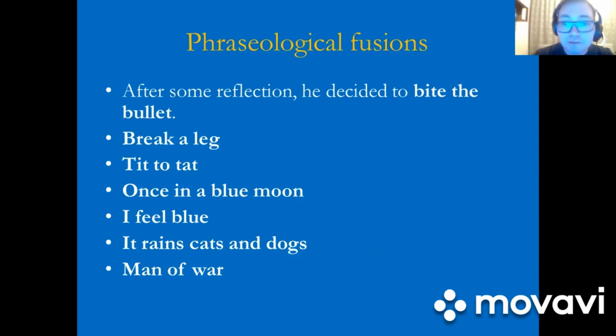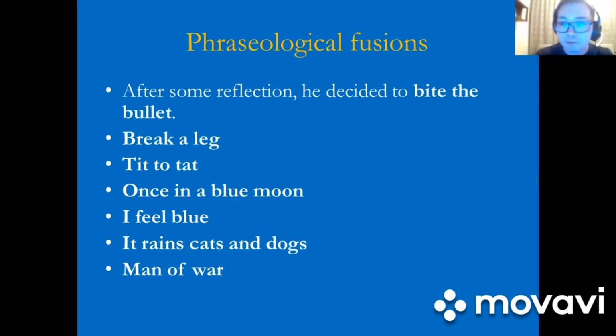After some reflection, he decided to bite the bullet, break a leg, tit for tat. Once in a blue moon, I feel blue. It rains cats and dogs, man of war. If you are not acquainted with these expressions, it will probably be impossible for you to understand their meaning. For example, the second phraseological unit given here, break a leg, is actually used to wish good luck to a person.